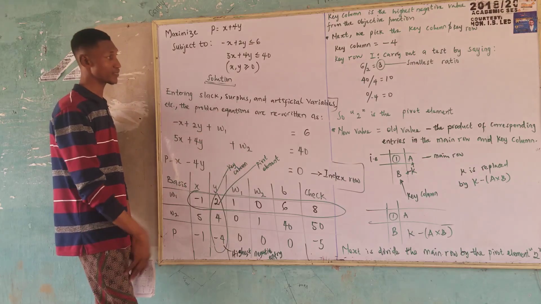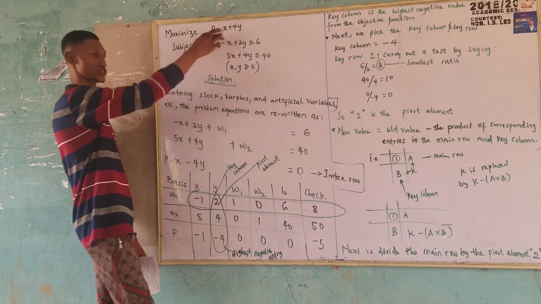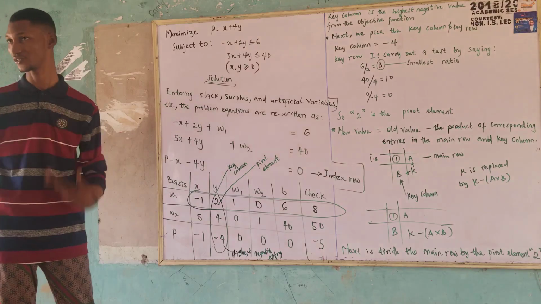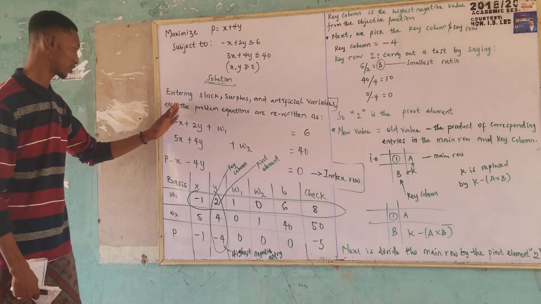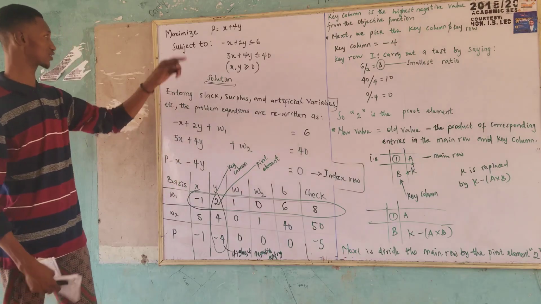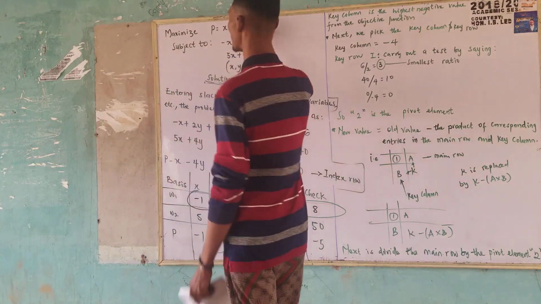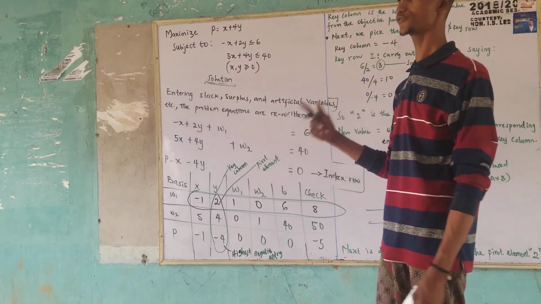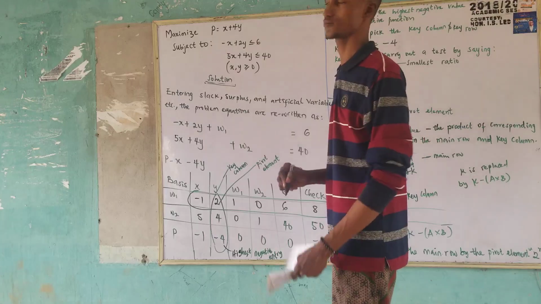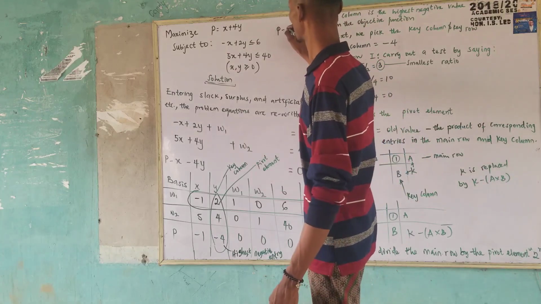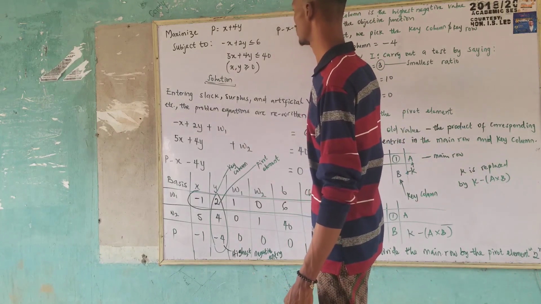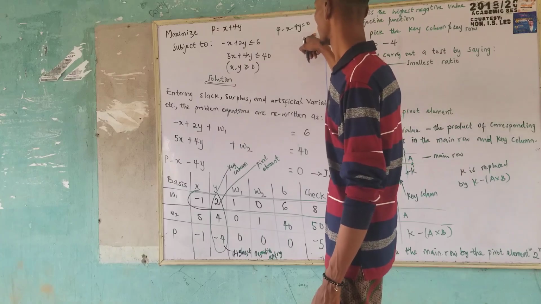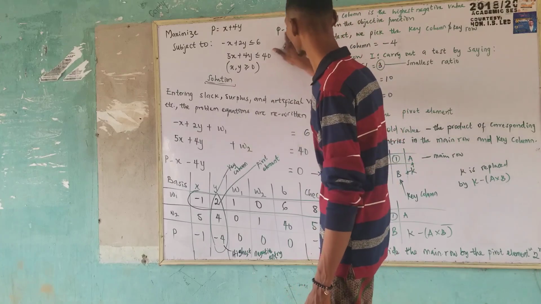So in this case, I introduce my objective function. Putting my objective function, I want to align the x and y together. So first thing you do, whether you want to maximize or minimize, you bring it to the other side so it equals 0. And this is the index row from the objective function. So that will be P minus x minus 4y equals 0. So we have the index row.